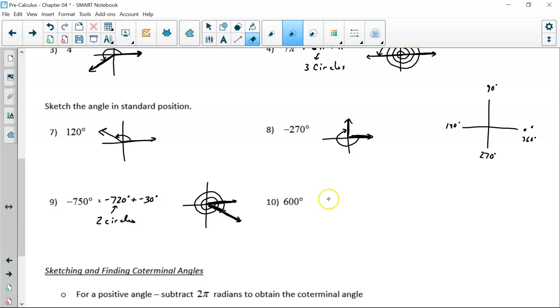And then 600 is the same as 360 plus 240. So the 360 is important because that's 1 circle, and then we're just worried about the additional 240 degrees. So for our 1 full circle, there we go. And now 240 is going to be between 180 and 270. So here's our initial side and our terminal side.